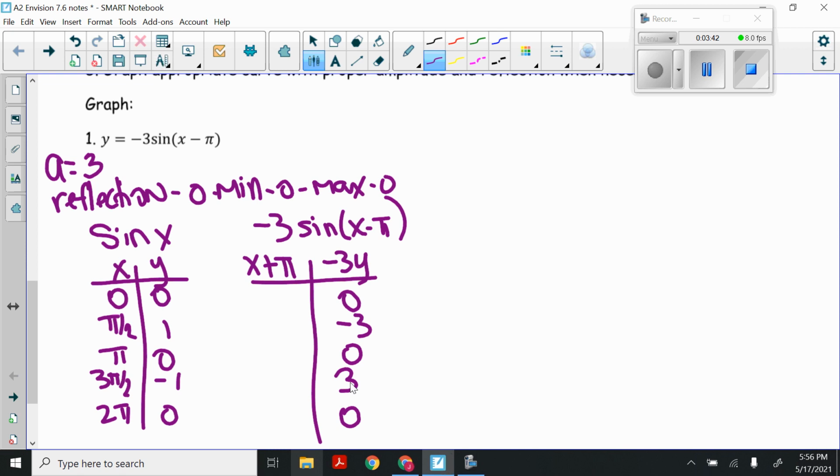So now we're going to add pi to all of our x's. So 0 plus pi gets us pi. Pi over 2 plus pi, so this would be like pi over 2 plus 2 pi over 2, which is going to get us 3 pi over 2. Pi plus pi puts us at 2 pi. 3 pi over 2 plus pi is going to put us at 5 pi over 2. 2 pi plus pi is going to put us at 3 pi. So this is what we're going to graph.